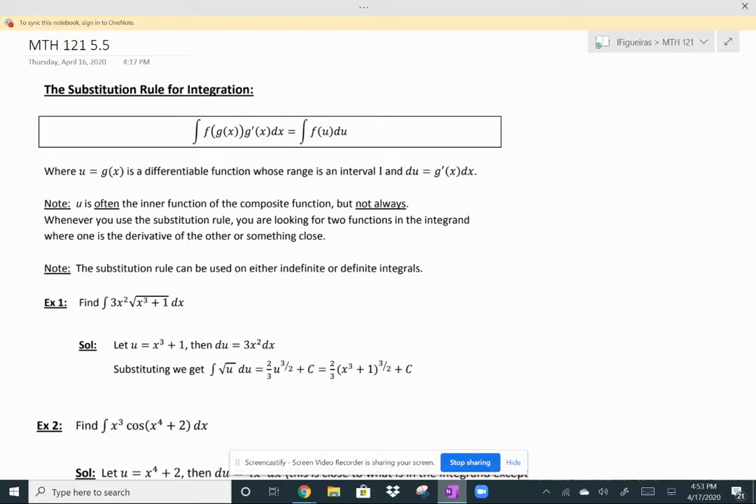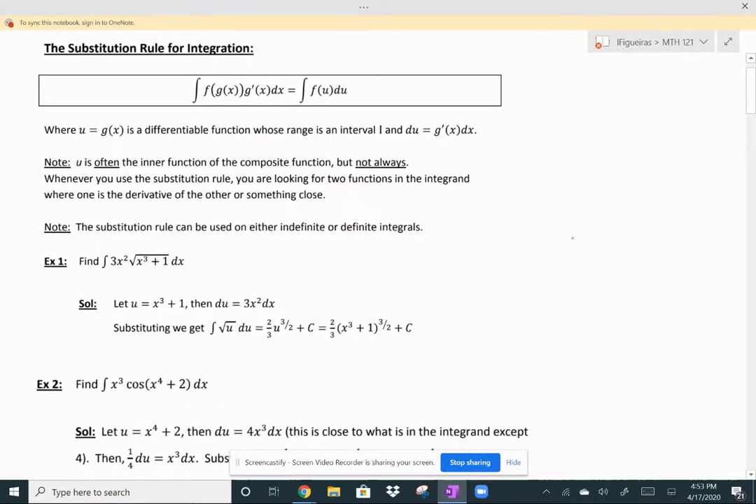Hi, this lesson is about the substitution rule for integration. It's sometimes called u-Substitution. With this rule, it allows you to evaluate integrals, both definite and indefinite integrals, where the integral isn't quite as straightforward as previous integrals that we've done.